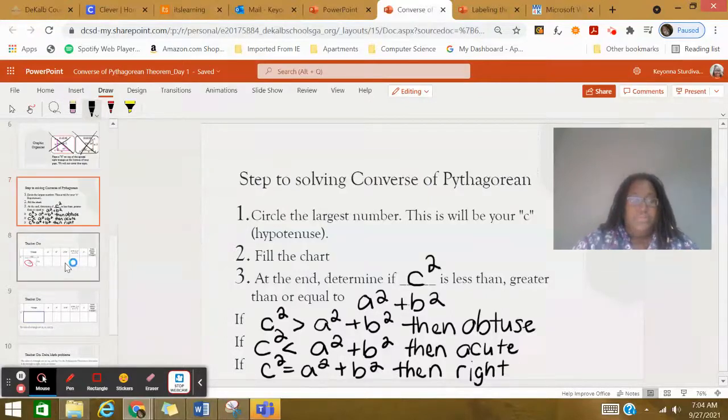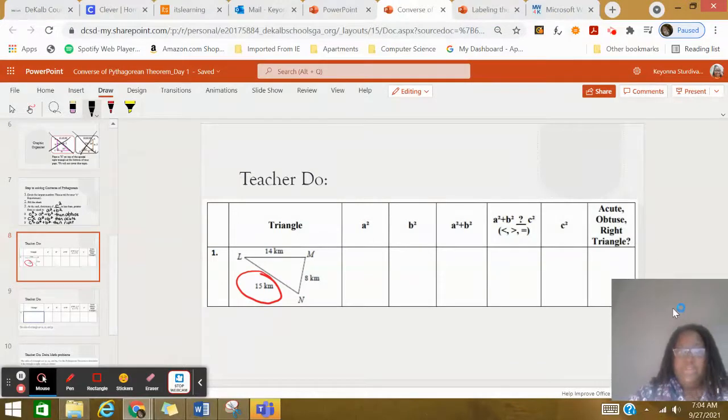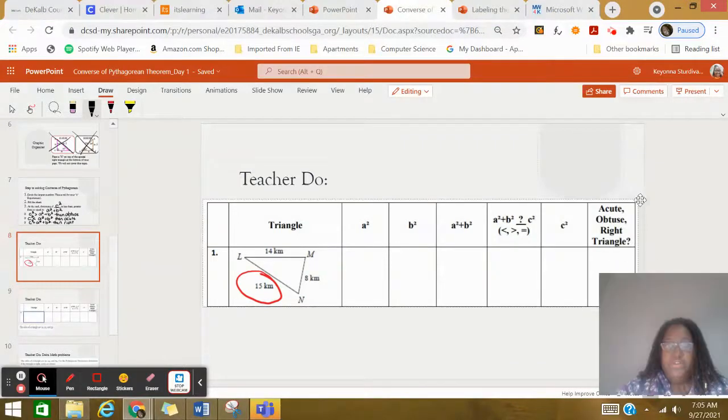I'm going to model a couple of examples that you guys had. This problem actually comes directly off your assignment. So we have three measurements, 8, 14, and 15. Remember that A and B does not matter. The only part that matters is C. You can switch A and B interchangeably. It does not affect the problem.